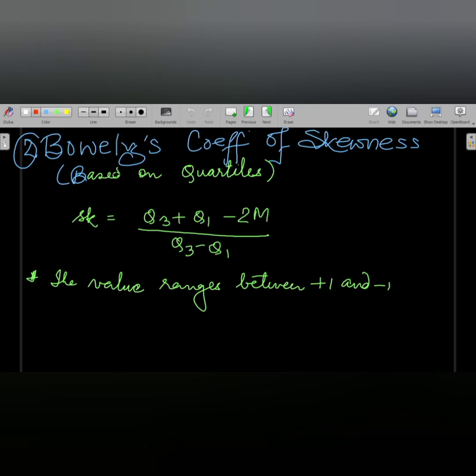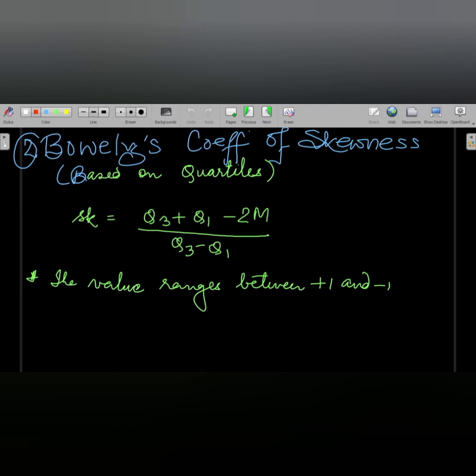The second one, Bowley's coefficient of skewness. It is based on the quartiles. This formula is based on the quartiles. In Karl Pearson, it was based on the mean, mode, median and standard deviation. But in Bowley's coefficient of skewness, we see that it is based on the quartiles.